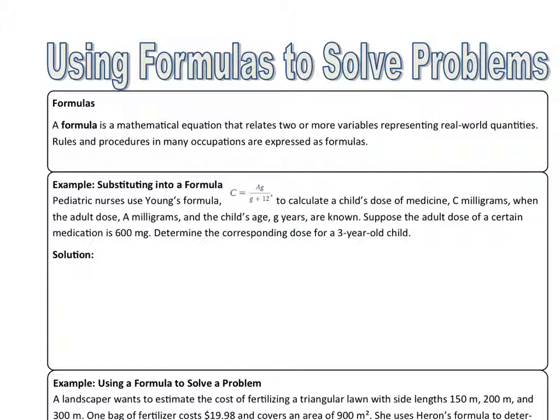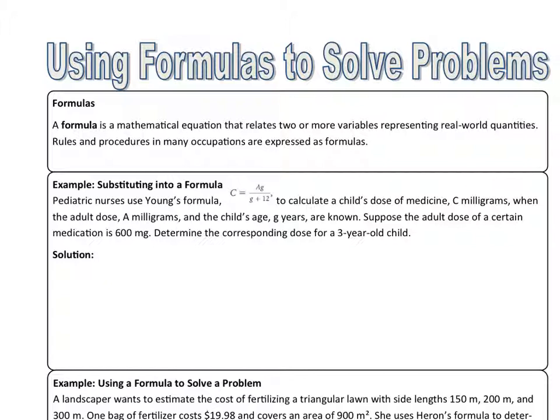What is a formula? A formula is a mathematical equation that relates two or more variables representing real-world quantities. Rules and procedures in many occupations are expressed as formulas, and we've seen this in some of our examples already when we did our geometry unit and our trigonometry unit. Those are formulas that you would use in that kind of a trade.